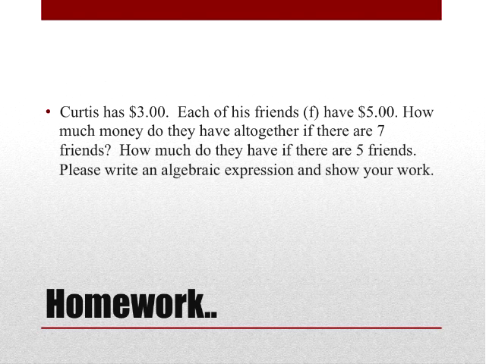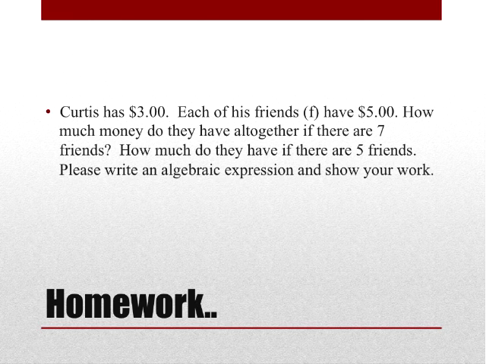Here's your homework. And I'm going to ask you to write this down. Curtis has $3. Each of his friends, use the variable F, has $5. How much money do they have altogether if there are 7 friends? And how much do they have if there are 5 friends? So our constant is the $3. The thing that changes is that each of his friends has $5. He must have rich friends, which is excellent. And so write an algebraic expression and show your work.